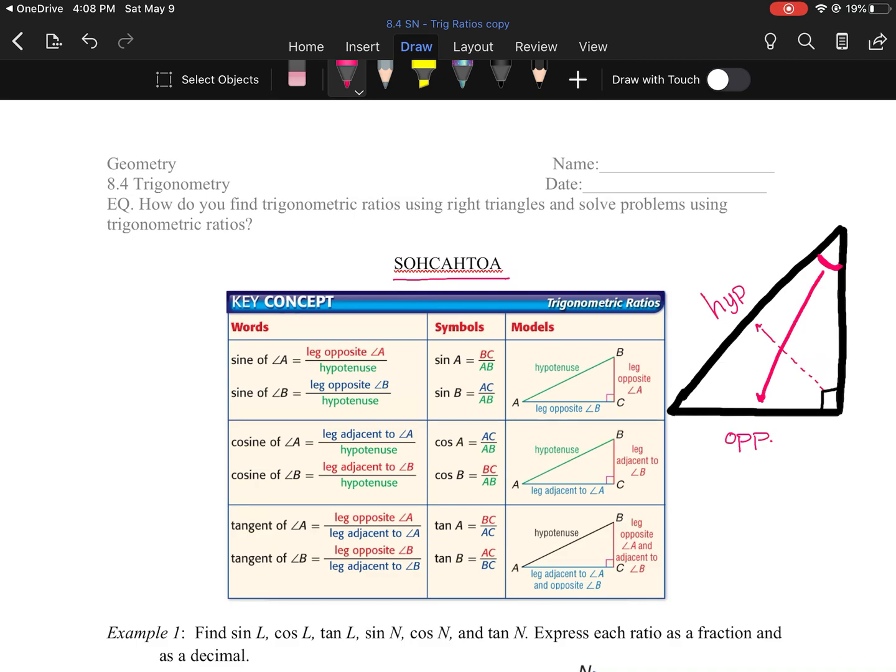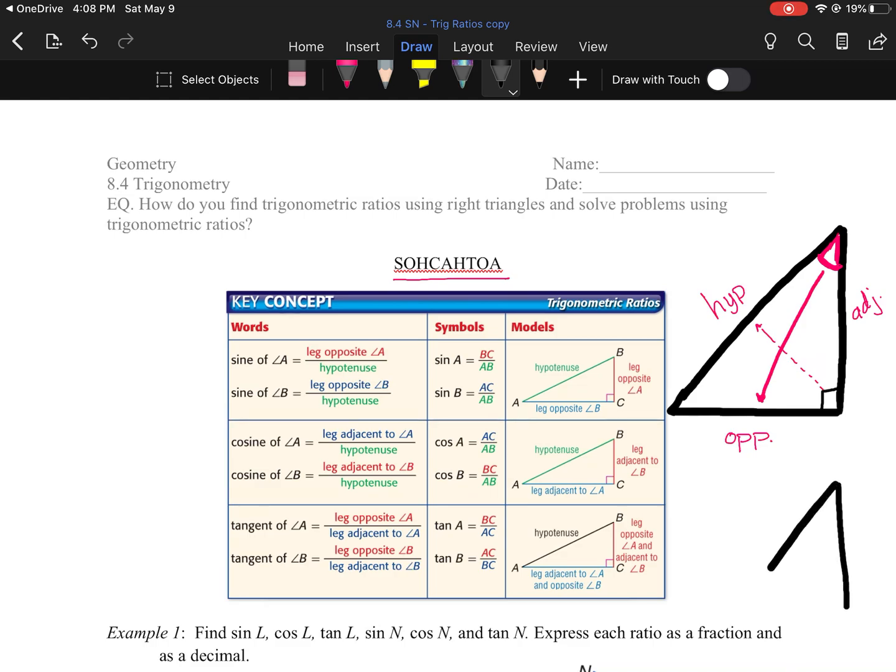Now there's only one other side, and that's the adjacent side. And you're probably saying, well, there's two sides that are adjacent to this angle, and I agree, because remember, adjacent means beside it. One of those sides is the hypotenuse. So guess what? That one's already taken. So that leaves me with my last one, which is my adjacent side.